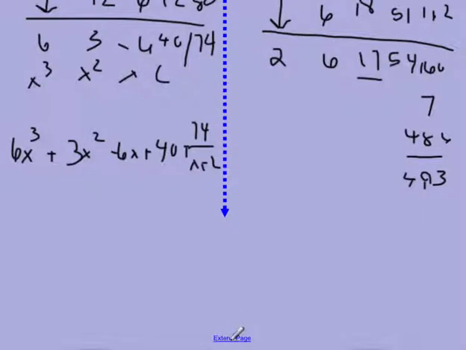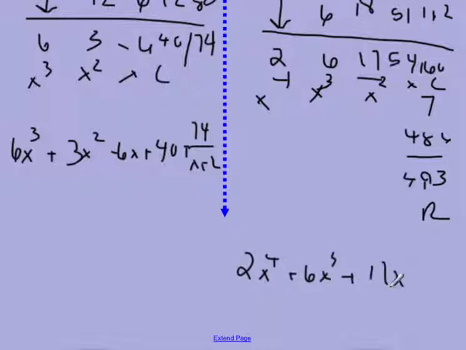So let's go ahead and write all that out. So this is our remainder, our constant, our x term, our x squared term, our x cubed term, and finally our x to the fourth term. So I have 2x to the fourth plus 6x cubed plus 17x squared plus 54x plus 160. And then my remainder is 493. So I take that 493 and I need to divide it by my divisor, which was x minus 3.